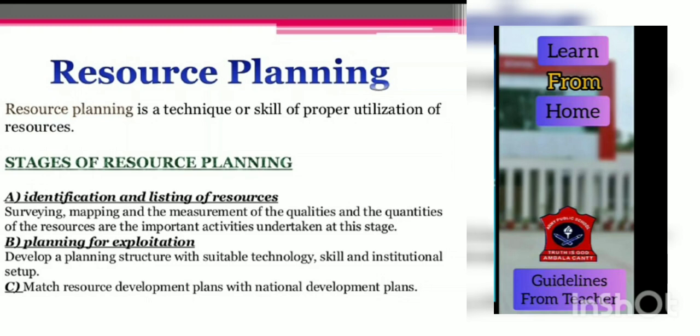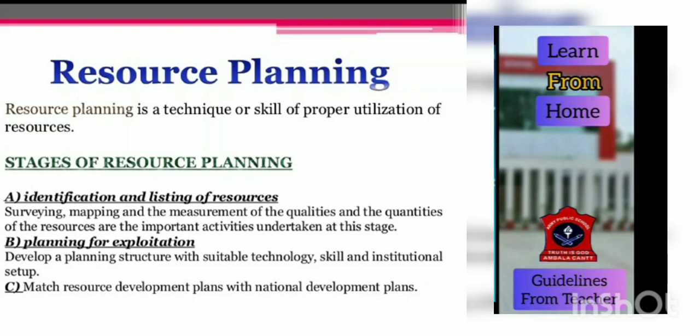Resource planning involves various stages. The first stage for planning resources is identification of resources. We need to survey, map and measure the resources available in a region. The resources available in a region need to be measured through surveys, they have to be mapped, and their quantities and qualities have to be ascertained.